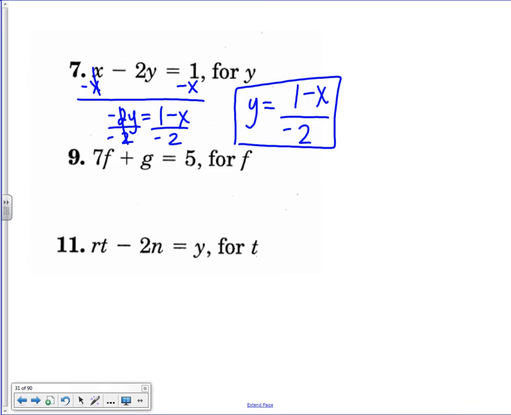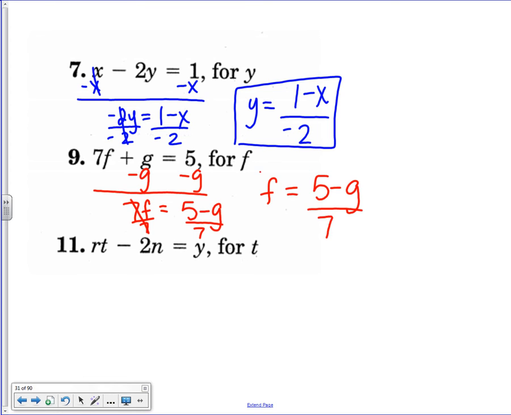Number 9 is solving for f. So the first thing I got to get rid of is the g. We'll subtract it. 7f equals 5 minus g. Divide by 7 on both sides. F equals 5 minus g all over 7.